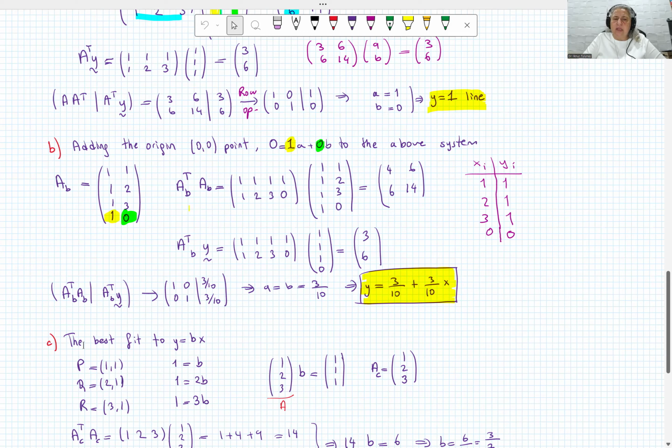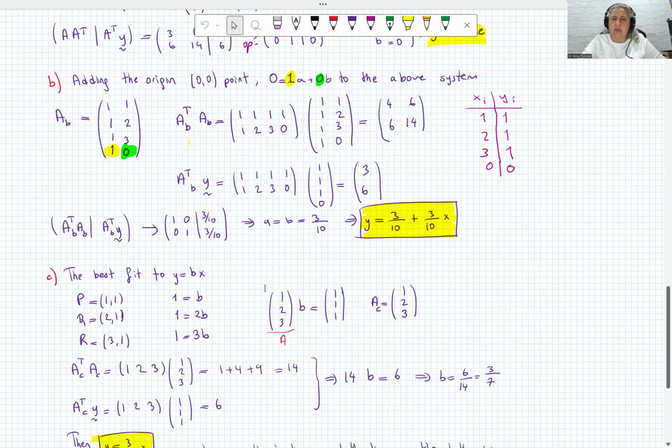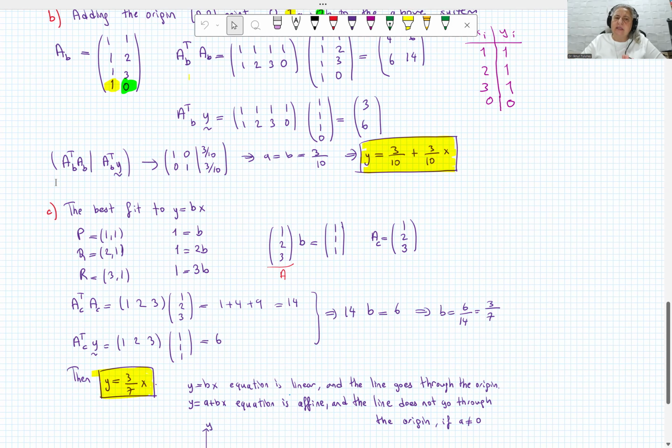The third part, part C of this question, asks us to find the best fit for this data to a line passing through the origin. As you see, part B and part C are different. Part B was saying to add the origin to the data set. Part C is saying to find the line that fits the data best through the origin.